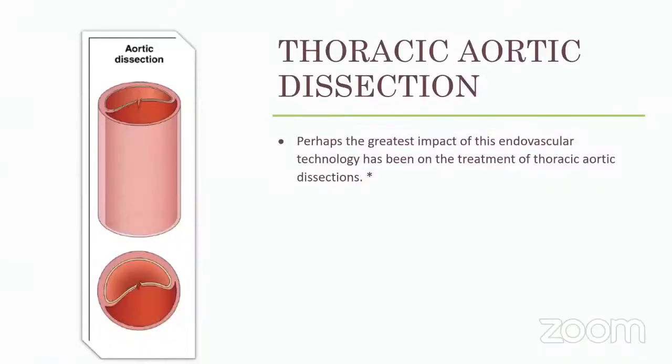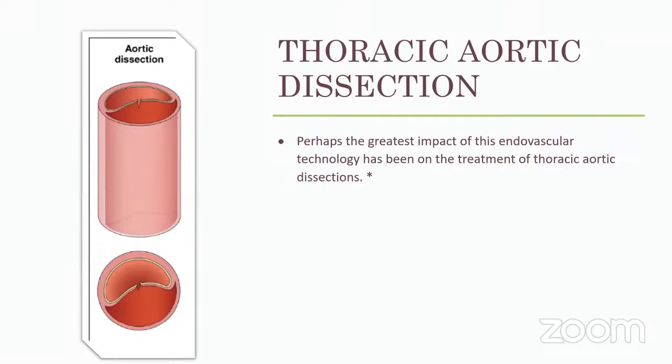Moving on to thoracic aortic dissection. Perhaps the greatest impact of endovascular technology has been on the treatment of thoracic aortic dissection. And as you know, aortic dissection can be classified into type A and type B as per the Stanford classification. Type B aortic dissection can also be classified as complicated and uncomplicated.